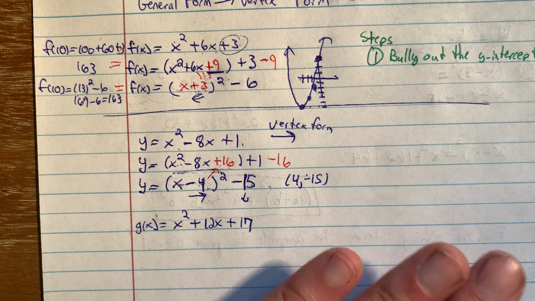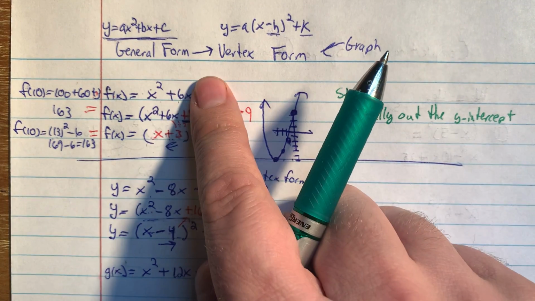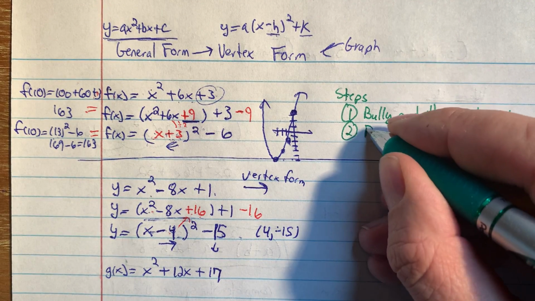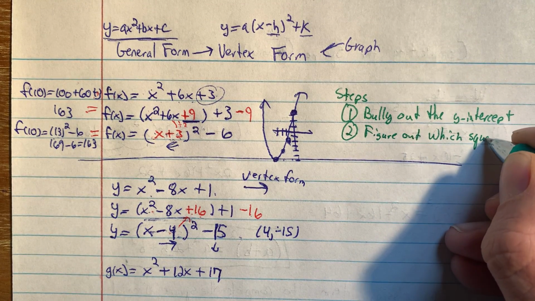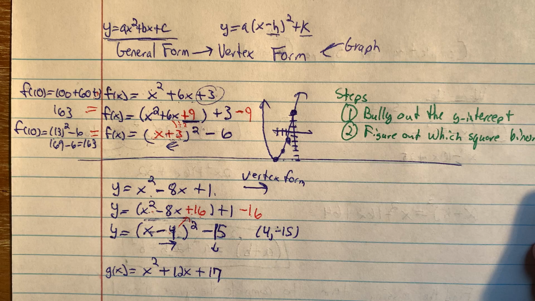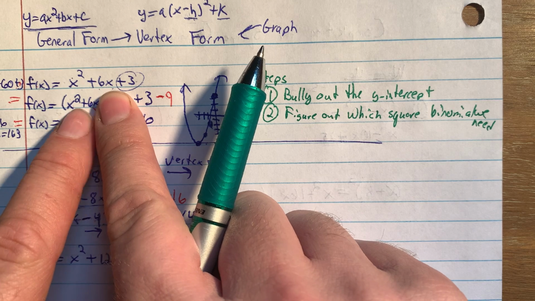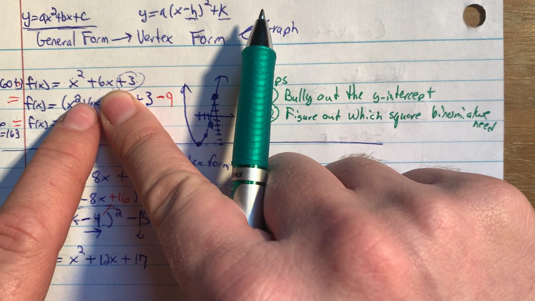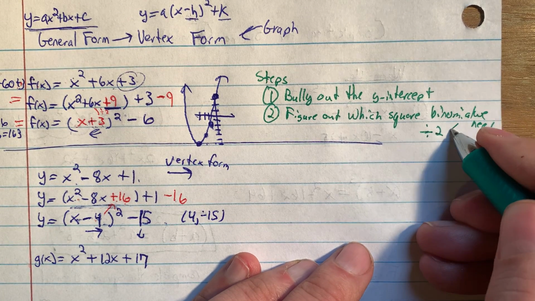Okay. Now I forgot earlier to finish writing out these steps. Let me write these out for you. Our first step is to bully out the y-intercept to make room for whatever square we're going to be completing. Step 2, figure out which square binomial we need. So after we bully it out, we're going to use the first one and the 2 first terms to figure out what square binomial it will be. We just divide the middle term by 2. So divide by 2 is how we're going to do that.